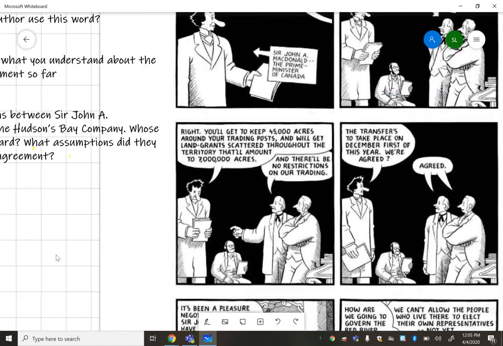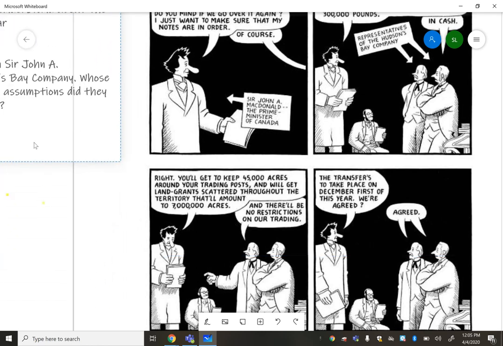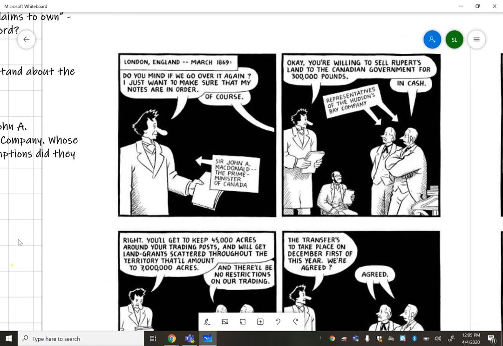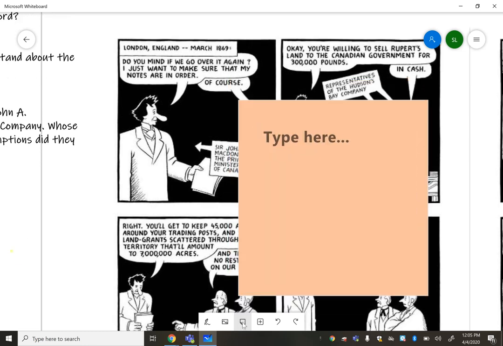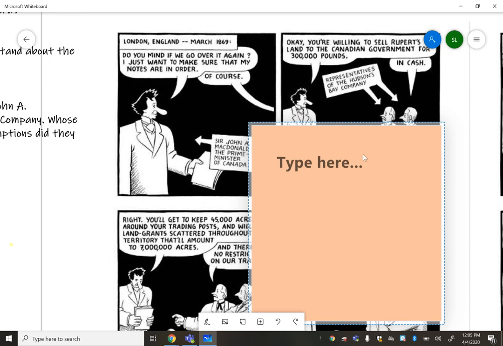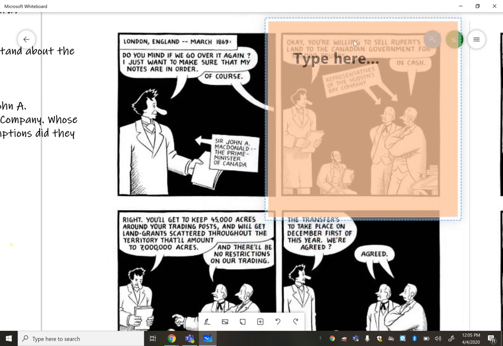As you go through, I would suggest that you write notes down and that you put different questions or ideas on sticky notes and put the sticky notes in your book. You, of course, can't write in your book, but you can write on sticky notes. So here's my first sticky note. London, England, March 1869. Do you mind if we go over that again? I just want to make sure that my notes are in order.